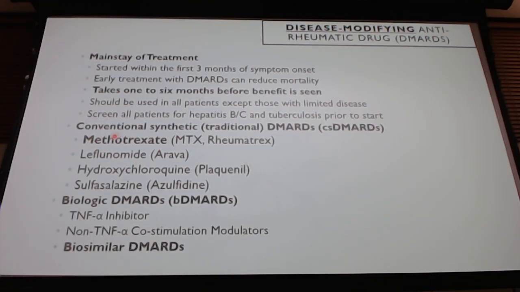So you'll see conventional synthetic, which we also call traditional, and then you have your biologic DMARDs. So we have TNF alpha inhibitors, non-TNF alpha co-stimulating modulators, and then we have our biosimilar DMARDs that are going to be more targeted, okay? So these are the different types that we're going to go over.